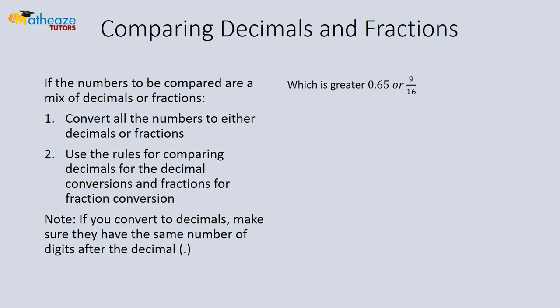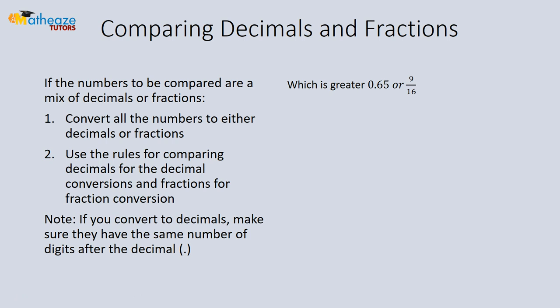Next, we're going to compare decimals and fractions. With this, you just make a decision on what you want to do. Do you want to convert all of them to a decimal, or do you want to convert all of them to a fraction? Either way should be fine. And once you're done with that, you would use the rules we have used earlier for comparing fractions with like or unlike denominators. So I'm going to convert 0.65 to a fraction.